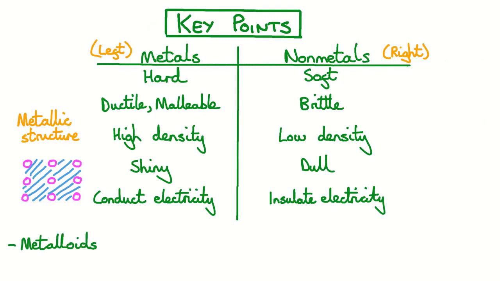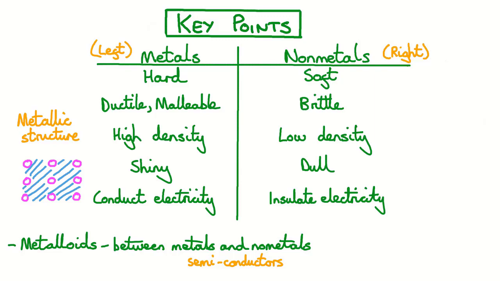And finally, we have the metalloids, which can be found along the stepped line which joins metals and nonmetals on the periodic table. Metalloids exhibit properties somewhere in between metals and nonmetals. For example, an element like silicon is a semiconductor. You can find metalloids like silicon in microchips and transistors.